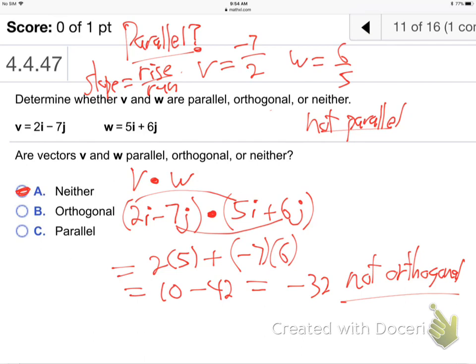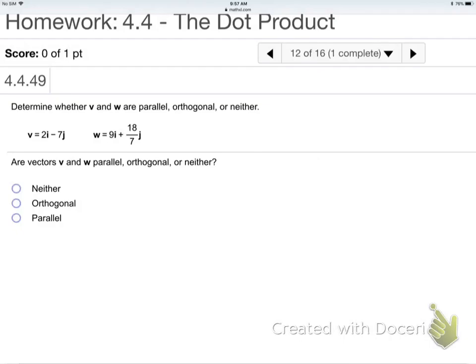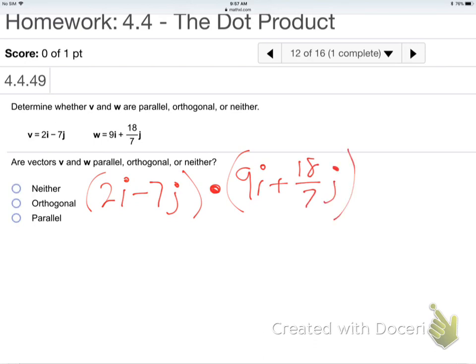Are we good with all that? Questions on all that? All right, I'll move on. So try that one. Vector V, vector W. Start by dotting them, right? 2i minus 7j dotted with 9i plus 18/7 j. So dot them. See if that comes out 0.